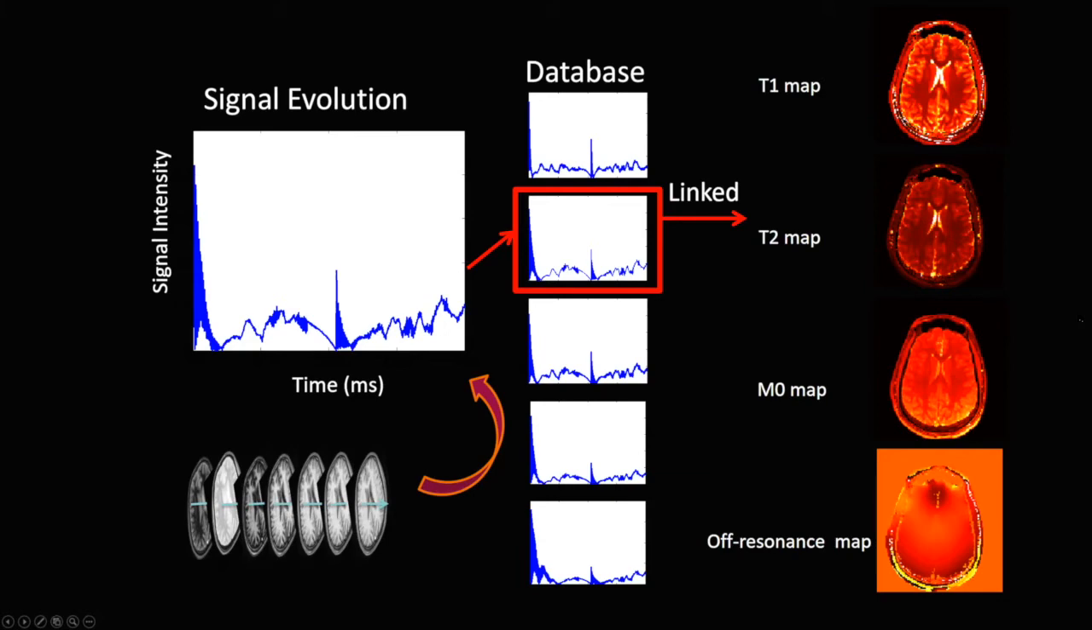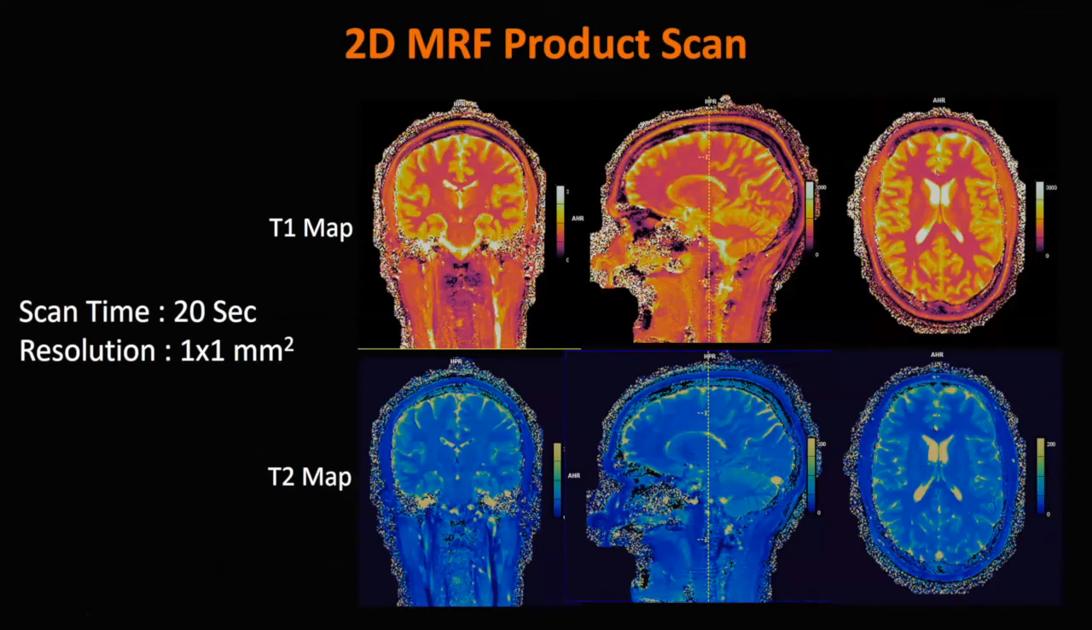We've been working with industry to develop a clinically feasible MR fingerprinting scan. Here is one example of 2D MRF. In-plane resolution is 1 by 1 millimeter, scan time 20 seconds. After this 20 seconds of scan, T1 and T2 maps can be generated online simultaneously. Here are three examples of T1, T2 maps from different views.